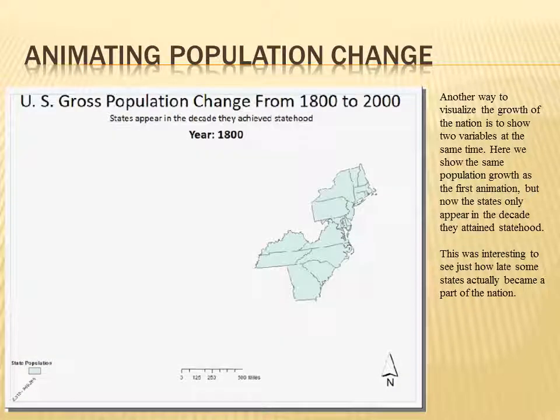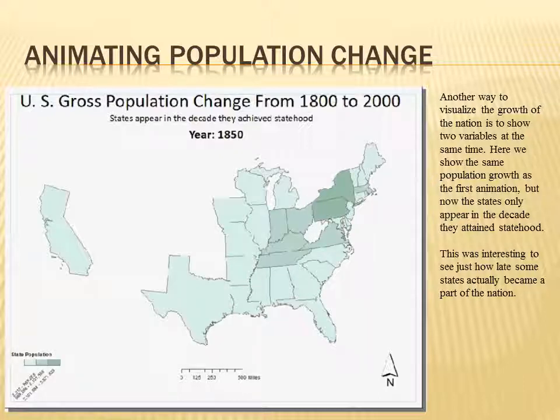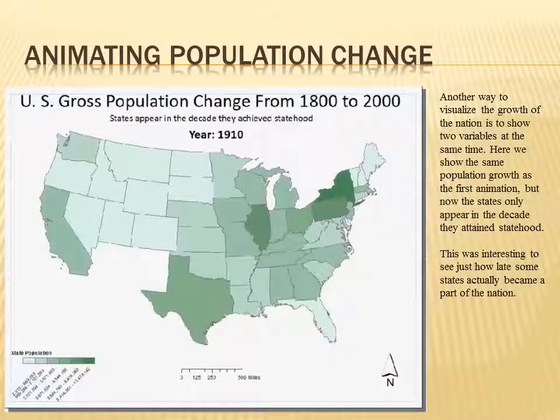Another way to visualize the growth of the nation is to show two variables at the same time. Here we show the same population growth as the first animation, but now the states only appear in the decade they attained statehood. This was interesting to see just how late some states actually became a part of the nation.